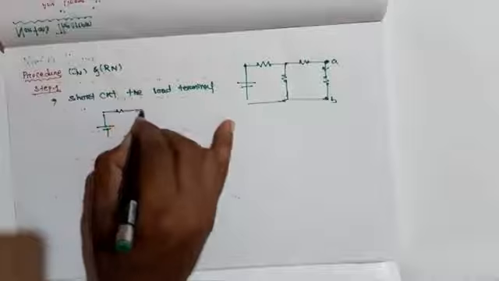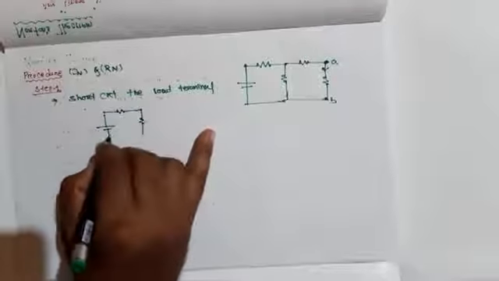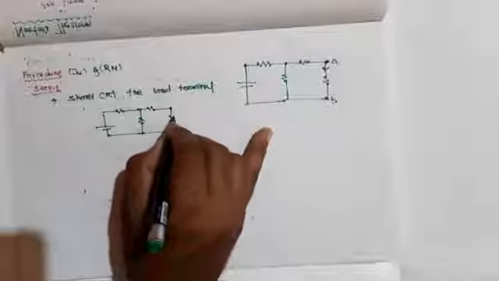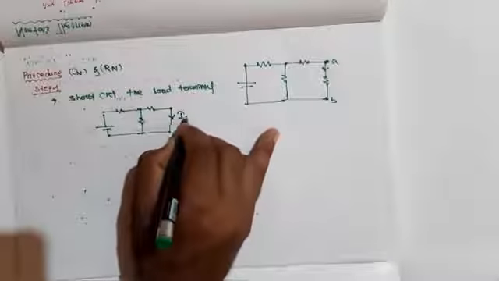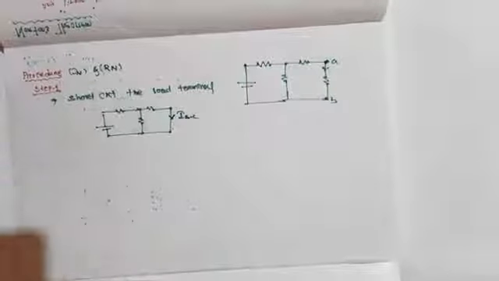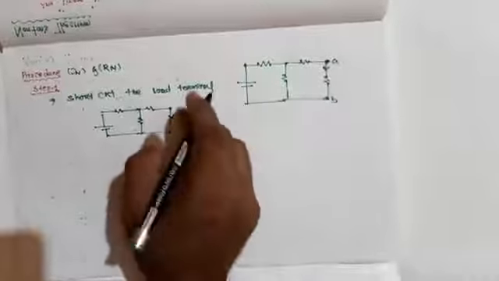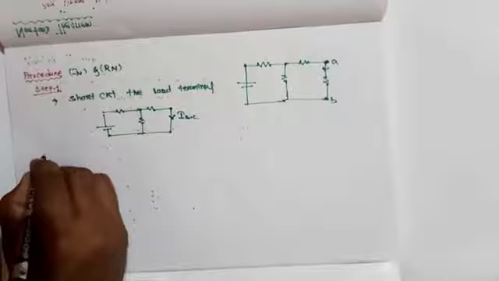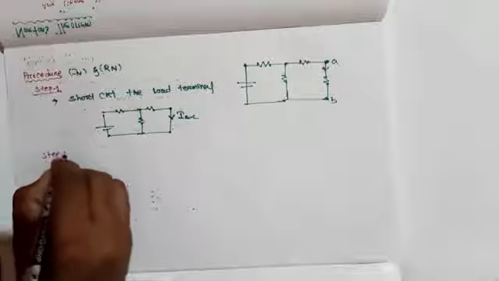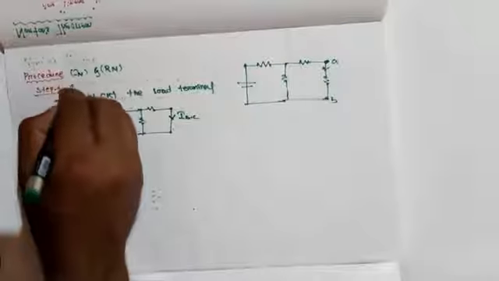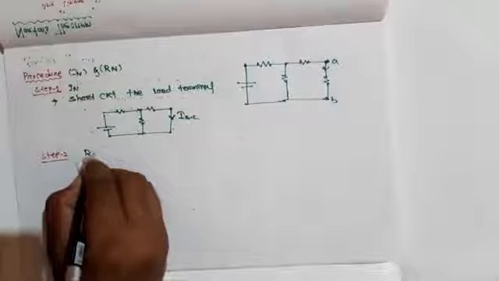You need to short circuit this branch. Then we find this short circuit current. This is called Norton current. This short circuit current is called Norton current. For the next step, step 2, for finding RN. First step for IN, then this is RN.